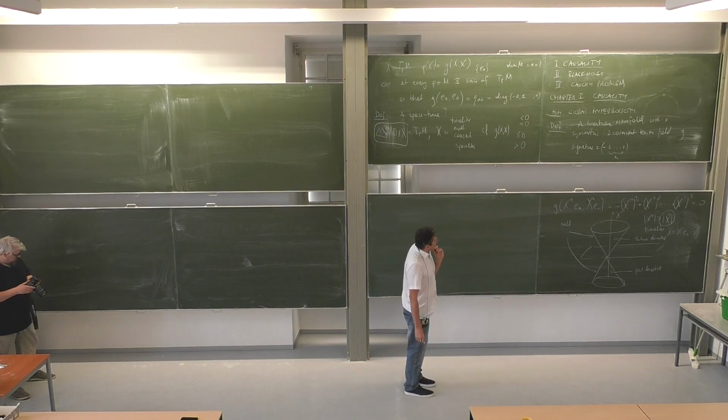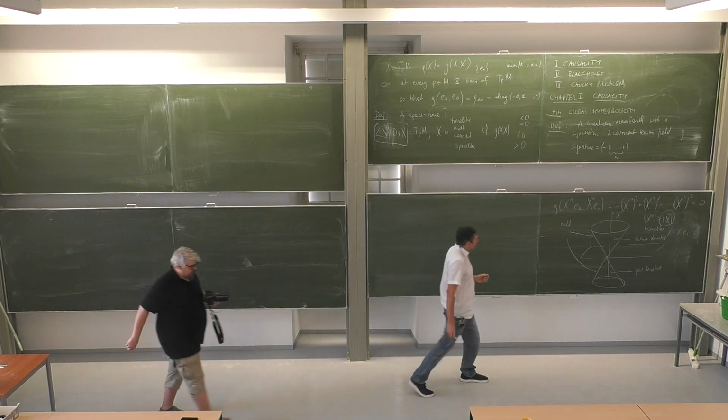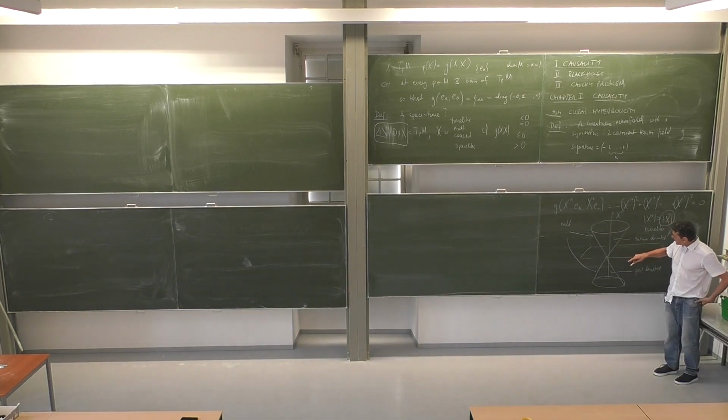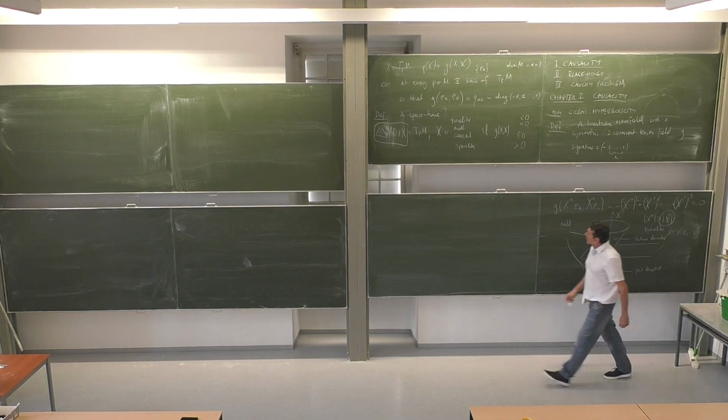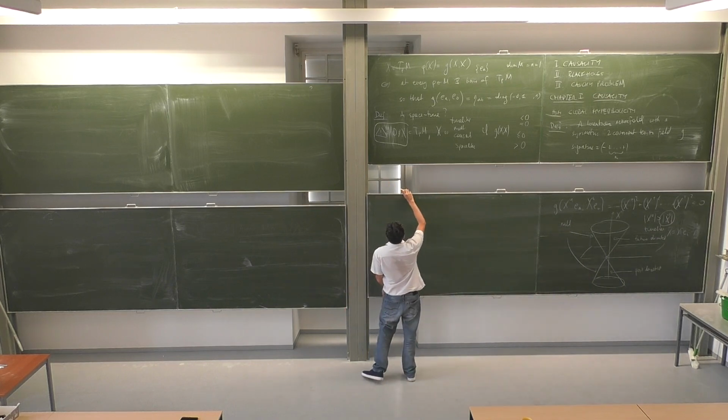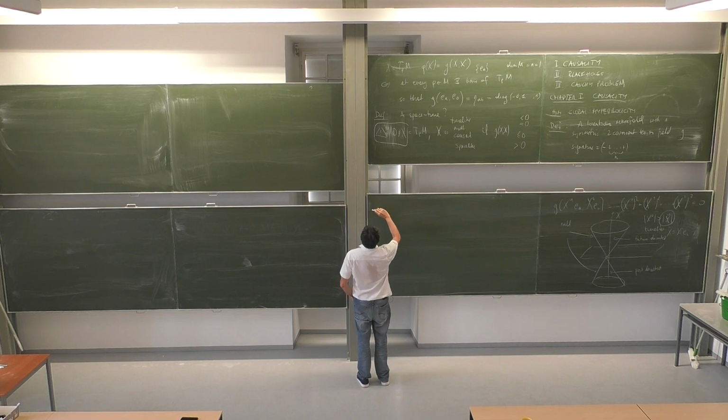Okay. Good. So this is the causal character of vectors. And in each tangent space, it's very clean. You have a nice surface, smooth except at this point, which separates time-like or causal vectors from space-like ones. So now let's go back to the definition of a space-time. A Lorentzian manifold is called a space-time.